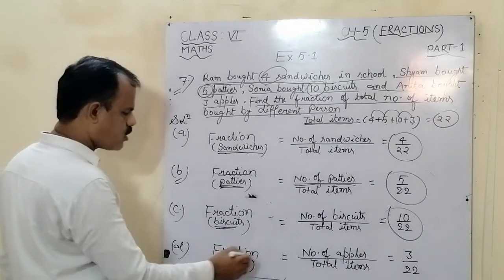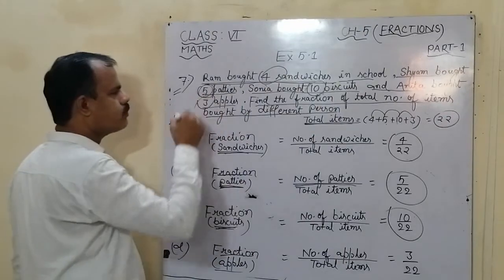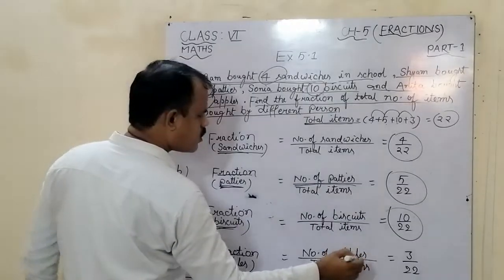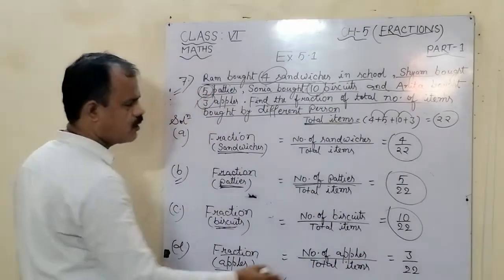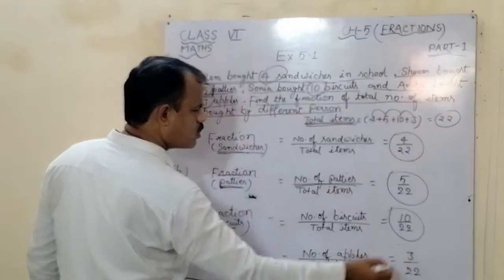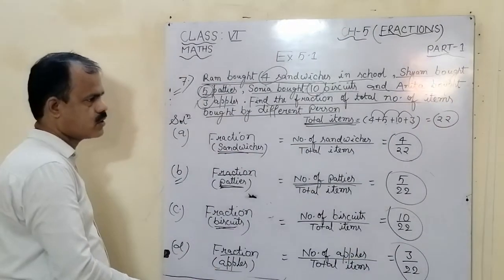Next, fraction of apples. Number of apples: Anita bought 3 apples. So we write 3 for the number of apples, and total items, you see, are 22. So 3 by 22 represents the fraction of apples.